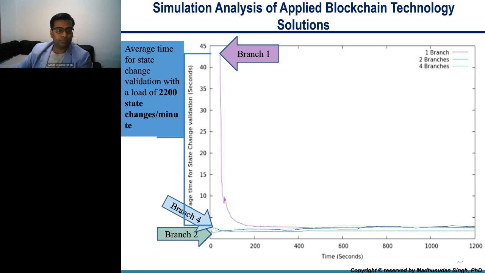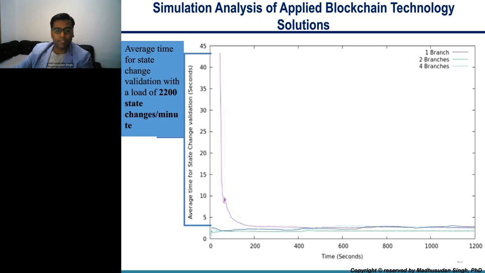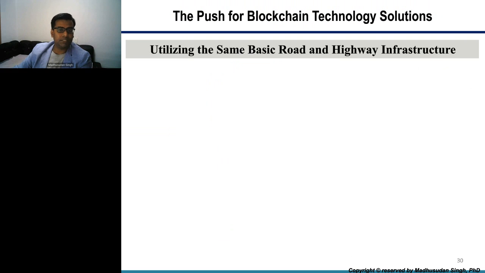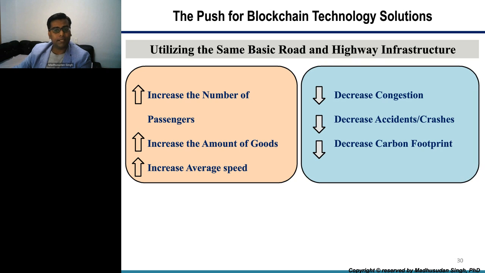Second, we have some issues on how to push blockchain using the same basic road and highway infrastructure, to push for the blockchain solutions that are required. First, this benefit we can get: increase the number of passengers, increase the amount of goods, increase the average speed, and it will decrease congestion, decrease accidents and crashes, decrease the carbon footprint, and also reduce some highway infrastructure costs.